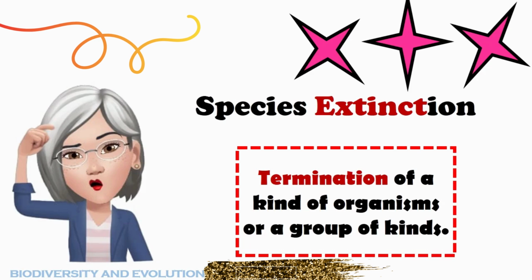Before we answer those unending questions, let us first discuss what an extinction is. Extinction is the termination of a kind of organism or of a group of kinds, usually a species. Long before we are born, different species already exist, living in their own habitats, which we also call a home. And so, what causes them to become extinct?